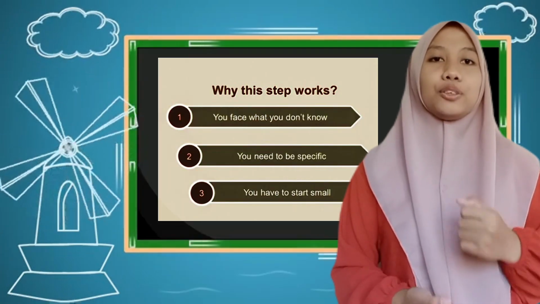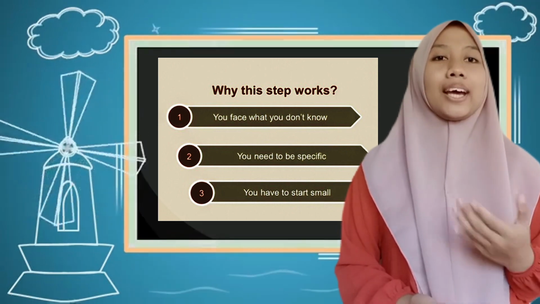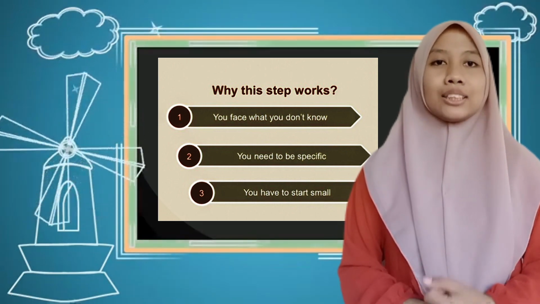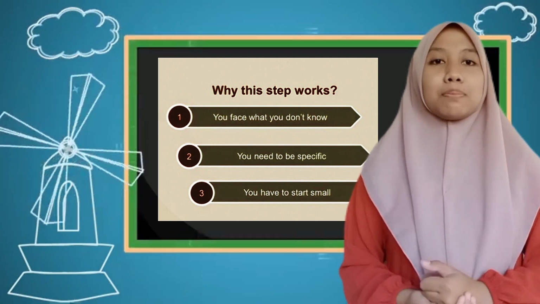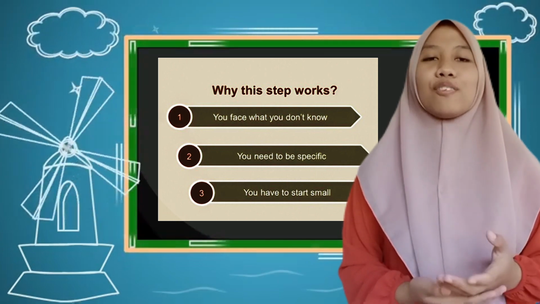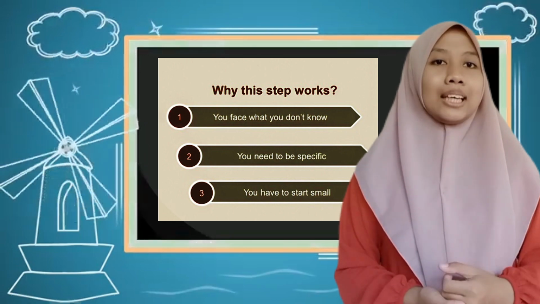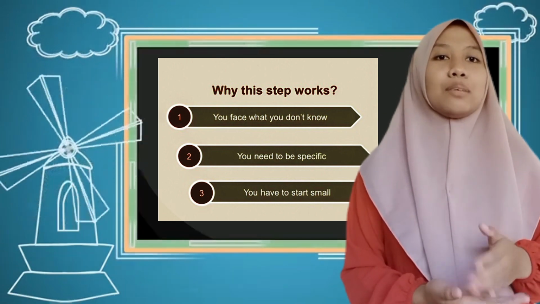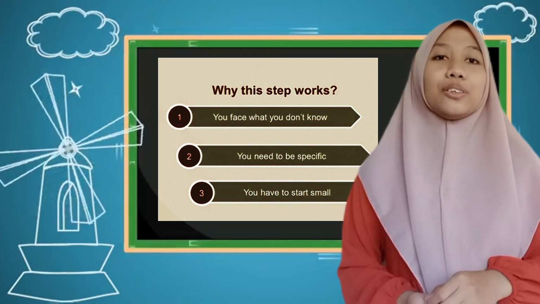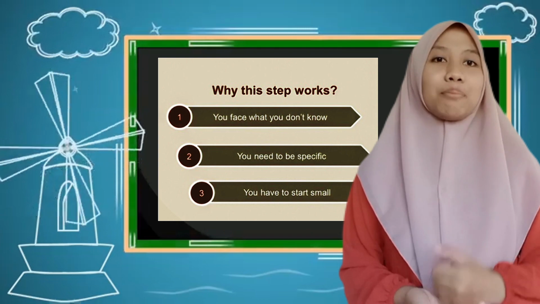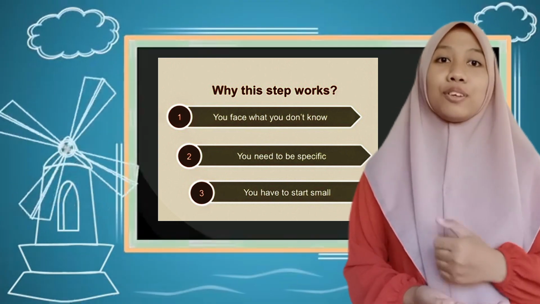Number 1, you face what you don't know. By writing the topic on a blank page, you acknowledge you are starting from scratch or at least filling in some of the blanks. Number 2, you need to be specific. Considering most of us are ignorant about most things, writing down explicitly what is not known would be a starting point. And the last is, you have to start small. When you only have one page to fill with information, you can include everything you need to know and only include a few of the essentials.